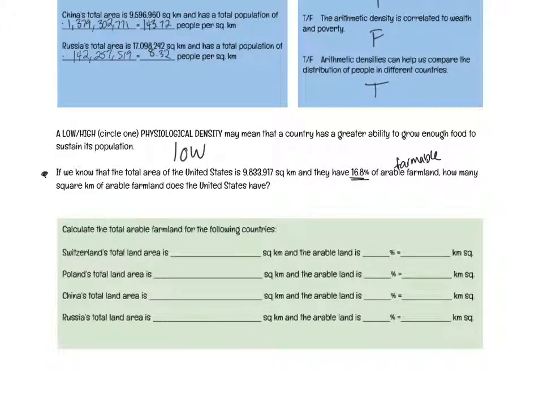Divide the total land by... multiply it by 16. Multiply it. Yep, so you're multiplying these two numbers together. Do that, and what is it? 1,652,098 square kilometers. Okay, that's how much arable farmland we have in the U.S.